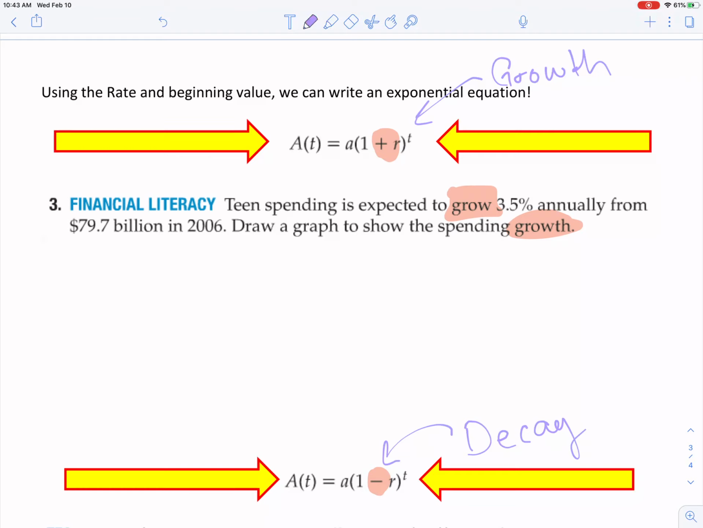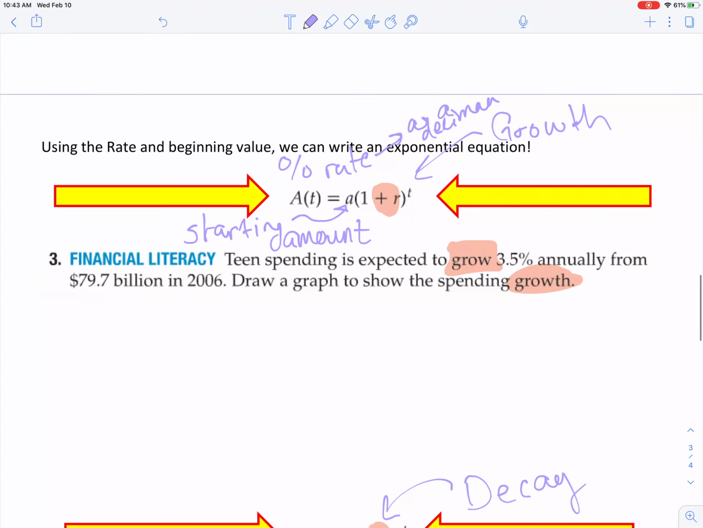We should probably define what these variables mean. A is starting amount. R is the rate. They'll usually give it to you in a percent, but you need to put it as a decimal. There you go. That's what R is. And T is going to be like your X value, so that's time.